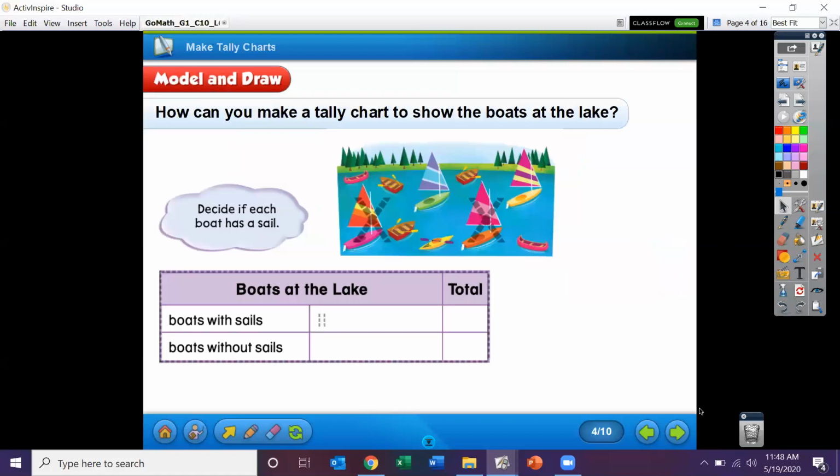Let's try another one for some additional practice. This question says, how can you make a tally chart to show the boats at a lake? So first it says, decide if each boat has a sail.